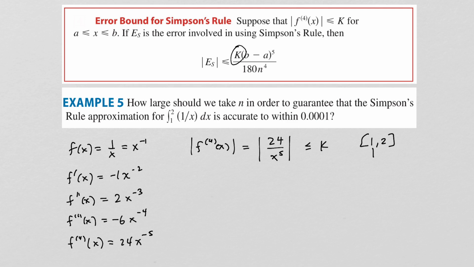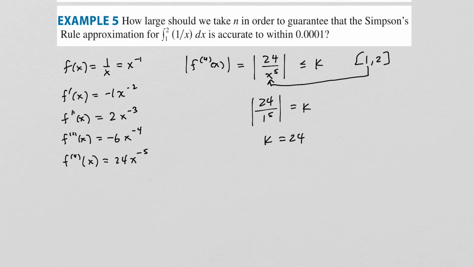Well, again, it's going to be its largest when you plug in x equals 1. So if I plug in 1, I get 24 divided by 1 to the fifth. This is my value of k. And so k is 24. All right, so now we know that k times b minus a to the 5th power divided by 180 n to the 4th is the maximum value of the absolute value of our error.